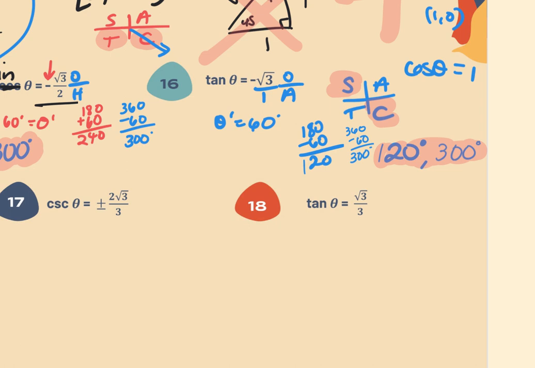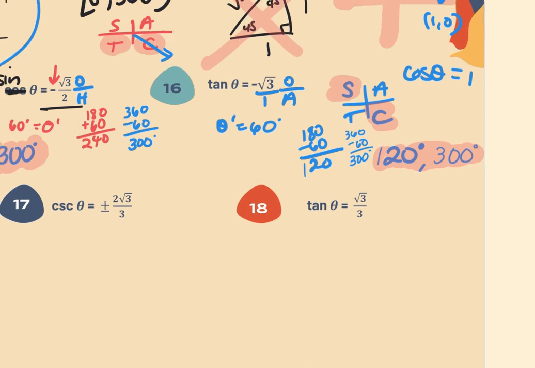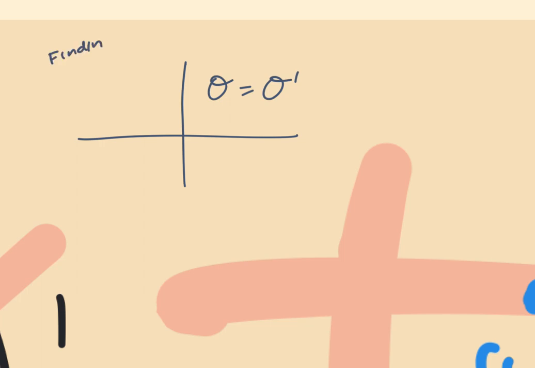When do you add 60? You add it if it's in the third quadrant. So first quadrant, it is what it is, right? Theta and theta prime are the same. In the second quadrant, when you're finding the angle, we would do 180 minus the reference angle. In the third quadrant, we do 180 plus the reference angle. And in the fourth quadrant, we do 360 minus the reference angle.